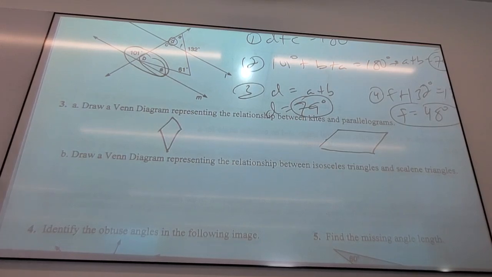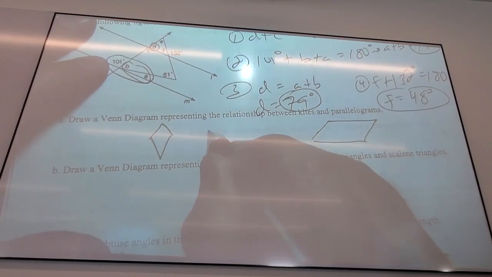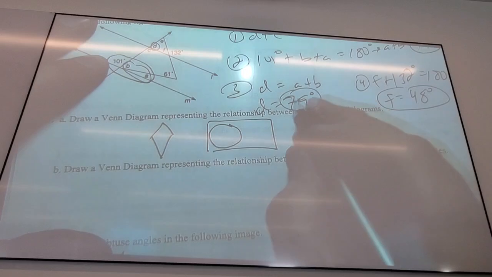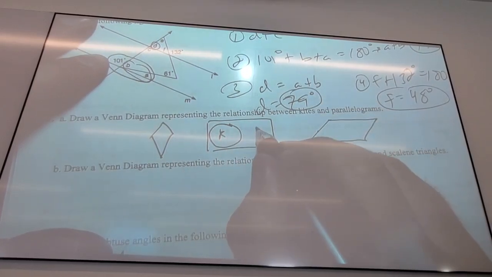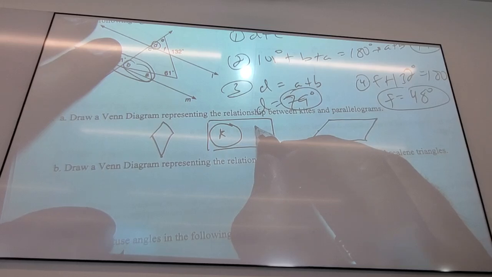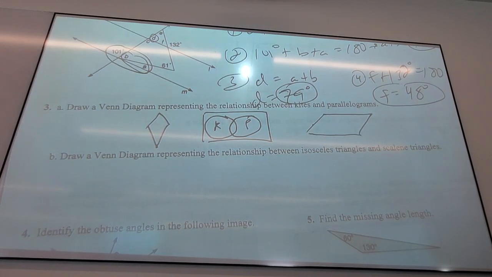So this one, how is it going to look? My two circles are going to, so here's kites, and here's parallelograms. They're going to do what? Overlap, but they're not going to live inside each other, yeah? Come on, parallelograms, live inside each other.